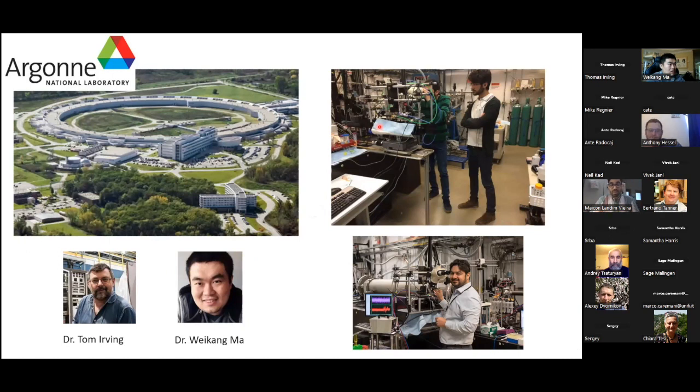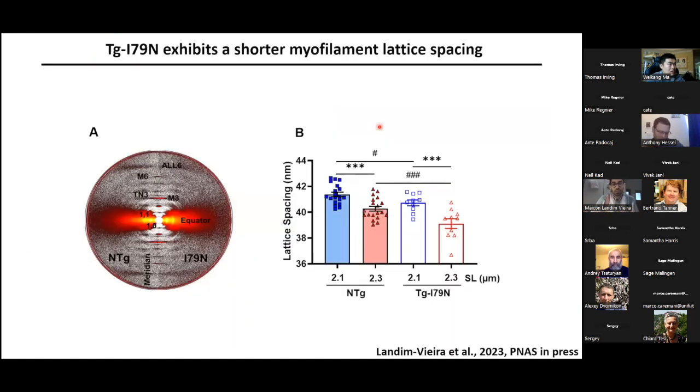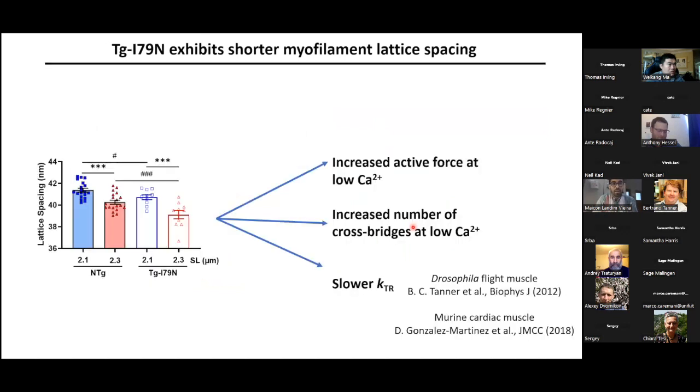And we measured the lattice spacing, and it was not actually a surprise that we see a shorter myofilament lattice spacing in the I-79N muscle compared to the wild type, at both sarcomere lengths. And it was not a surprise because that actually helped us understand the increase in active force at low calcium and also the increased number of cross-bridges at low calcium. And on top of that, this shorter myofilament lattice spacing helps us understand the slower KTR.